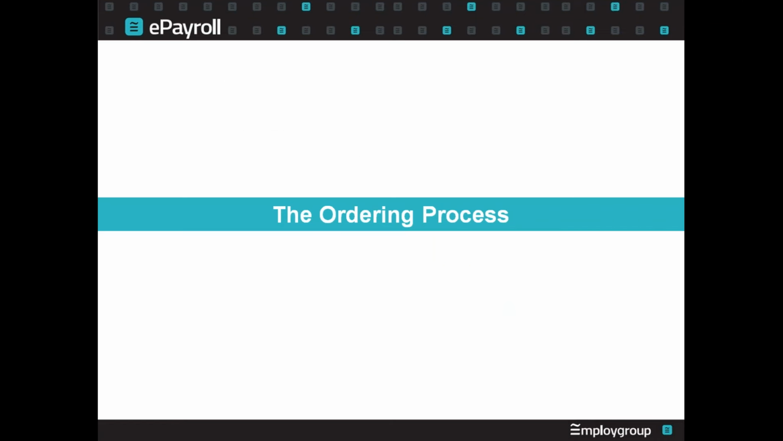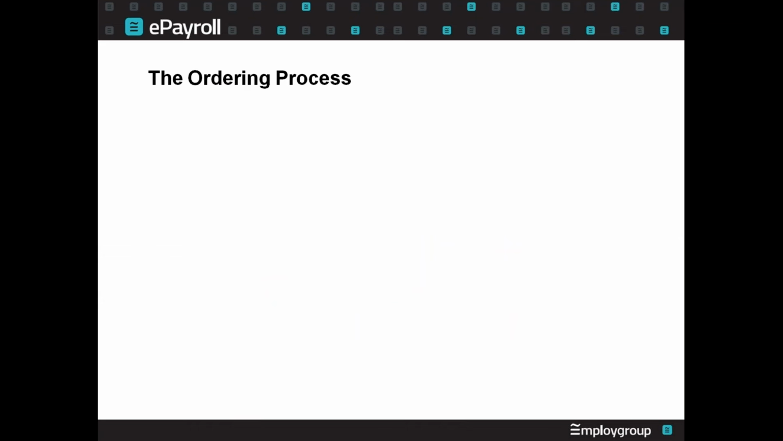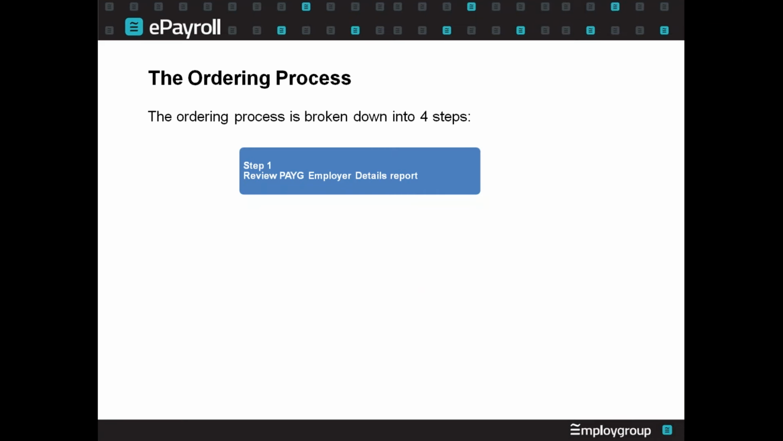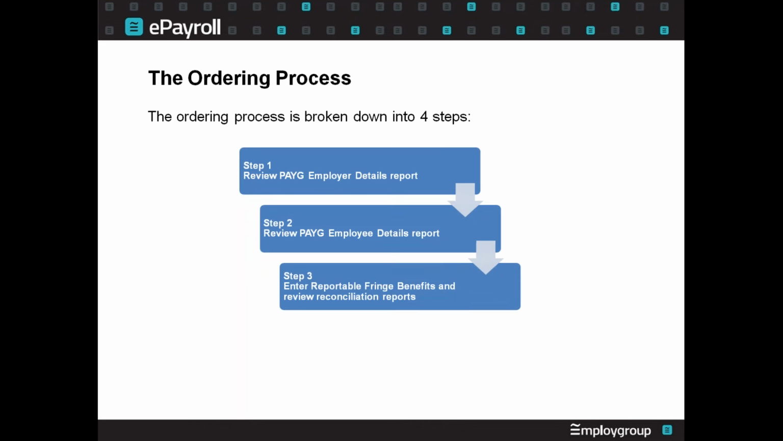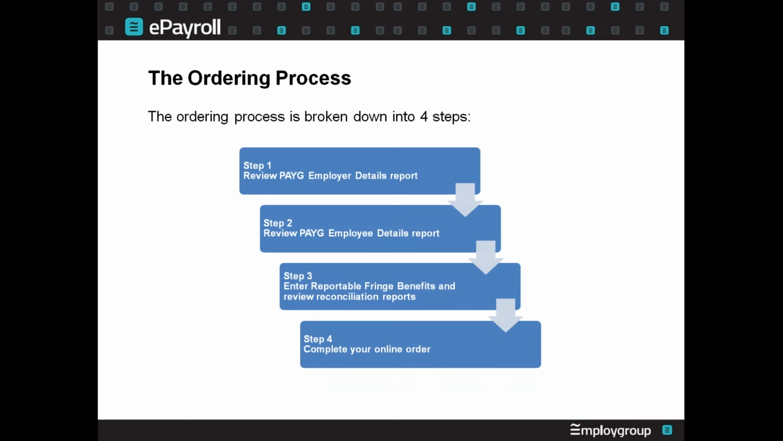Now we'll go through the ordering process, so just to help you with the system a little bit. So the ordering process is as follows, and it's broken down into 4 steps. Step 1 is review PAYG employer details report. Step 2 is to review the PAYG employee details report. Step 3 is to enter reportable fringe benefits and review reconciliation reports. And step 4 is to complete your online order. And now we'll go through those steps in depth.